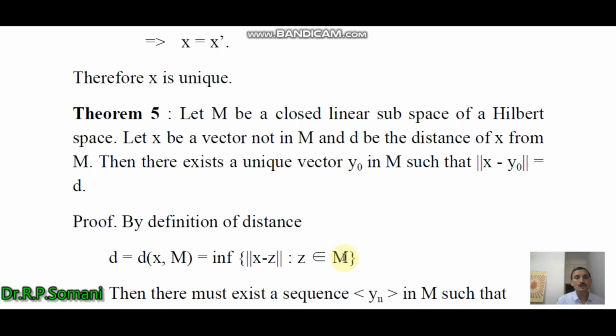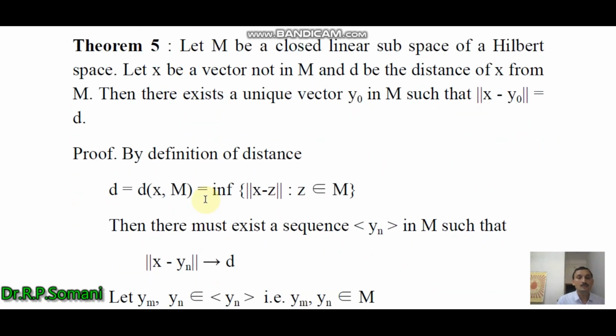Similar to this theorem, we have the last theorem, number 5. The statement is: let M be a closed linear subspace of a Hilbert space, and let x be a vector not in M, and d be the distance of x from M. Then there exists a unique vector y0 in M such that norm of x minus y0 equals d.